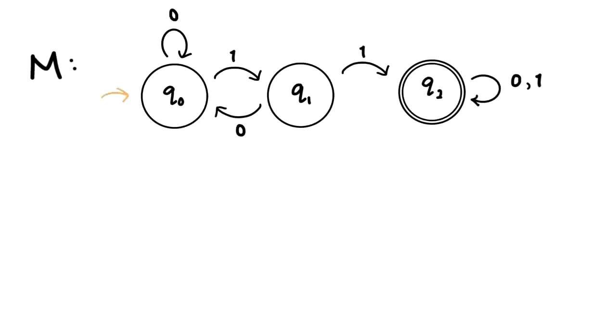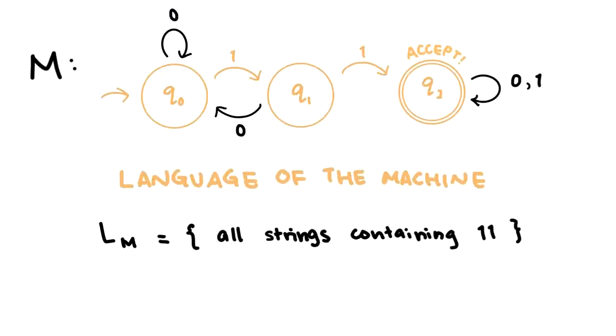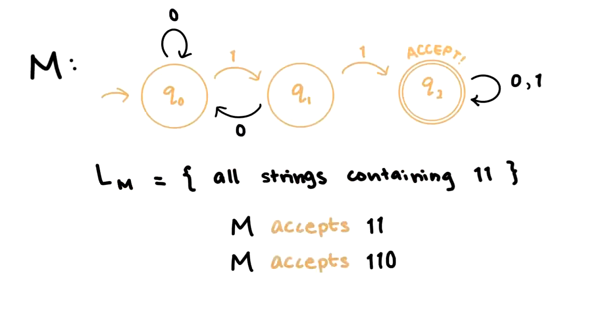Notice that the automaton will enter the accept state if it takes in any string containing 2 consecutive ones as input. All these strings that eventually arrive at one of the machine's accept states are a part of the language of the machine. So the language of this machine is the set of all strings containing 2 consecutive ones. We say that the automaton recognizes this language, and it accepts all the strings in the language and rejects those that are not in the language. So M accepts 11, 110, 0110, and so on.